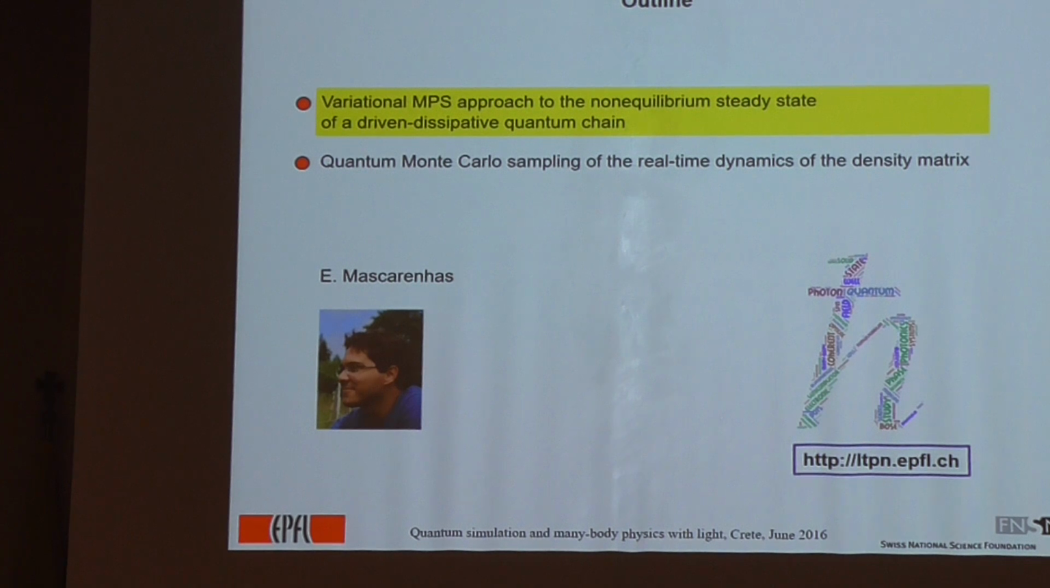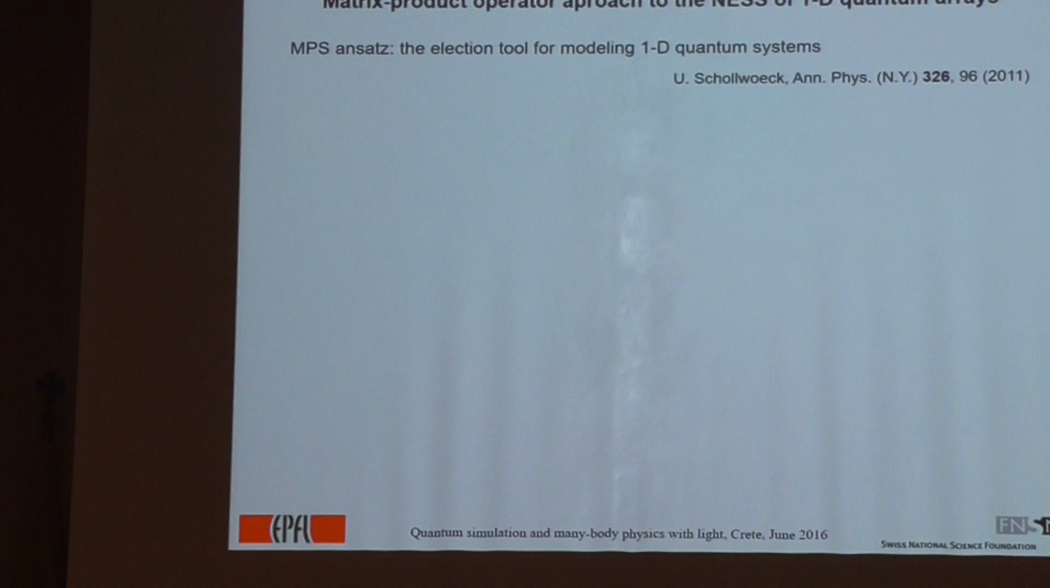Let me start with this first part. This is now a quite old result. It is one year old. I will not be very long with this. So, as we know now, after the many talks and the lectures by Ibrahim, the MPS ansatz is probably the election tool for dealing with many-body quantum systems in one dimension. I'm citing just this famous review paper, but there are many others.